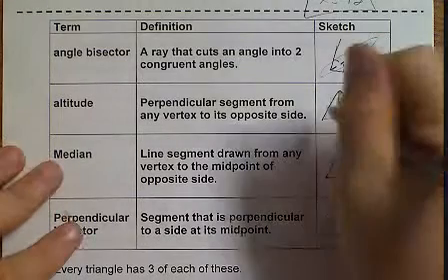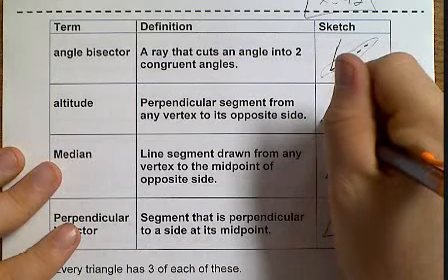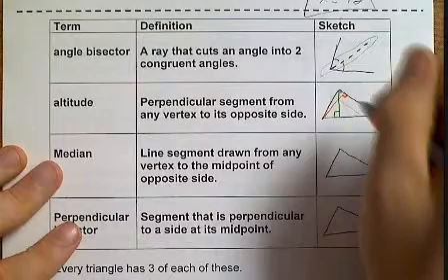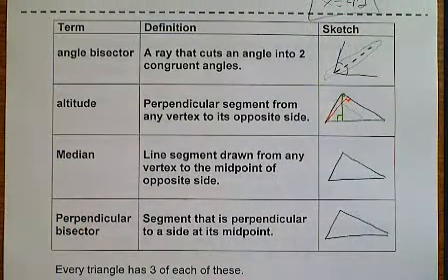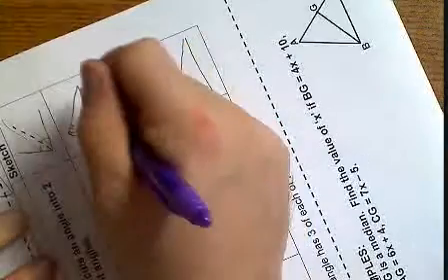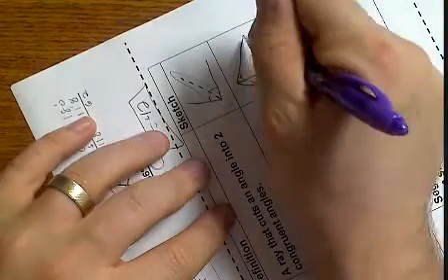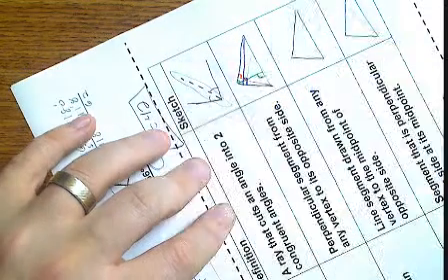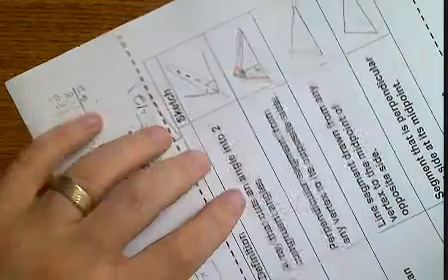I actually have several altitudes. I have another altitude that forms a right angle from that side. And I've got another altitude that goes from this angle and comes in and hits at a right angle. So there are three altitudes for every triangle.